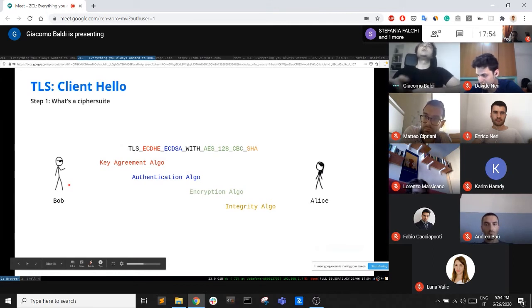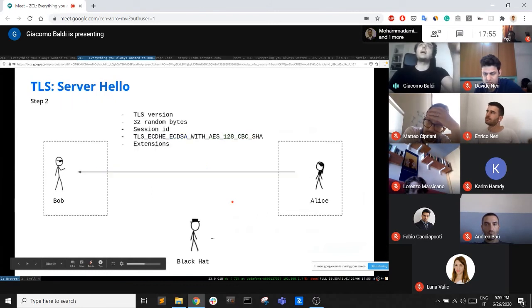Okay. So let's choose this cipher suite and break it into pieces. We are using TLS. We are using ECDHE, which is elliptic curve Diffie-Hellman with ephemeral keys, as the key agreement algorithm. We are using ECDSA as the authentication algorithm. Then we are using AES with a key of 128 bits using the CBC mode of operation, and this will be used as a symmetric key for our messages. I also choose to use SHA-1 as my integrity algorithm. Okay, this is known to Bob, to Alice, and to Black Hat.